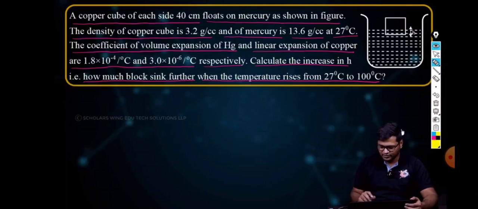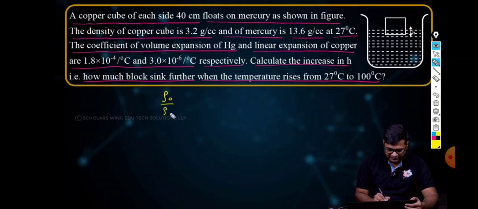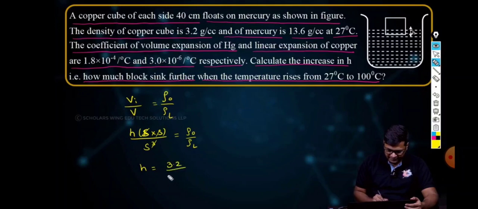So, interesting question. Basically the block is floating initially. So what will be the value of H? For that, density of object by density of liquid will be equal to volume immersed by total volume, correct? Here volume immersed will be height into area, that is side into side. Volume will be side cube. That is equal to density of object by density of liquid. So S square cancels, and H is equal to density of object, that is copper, 3.2 by density of mercury 13.6 into 40.